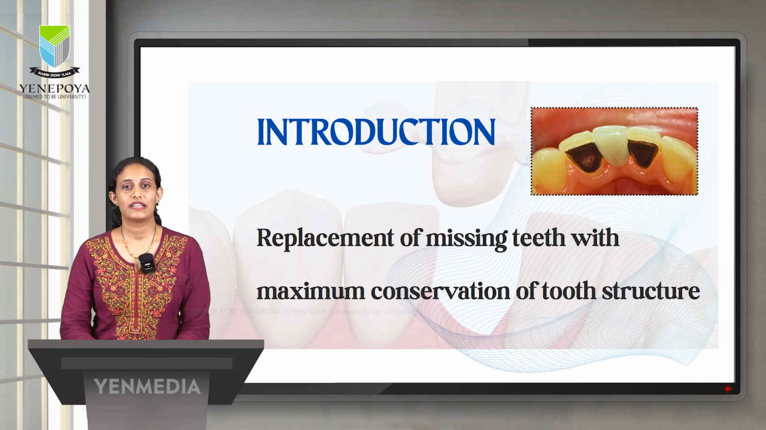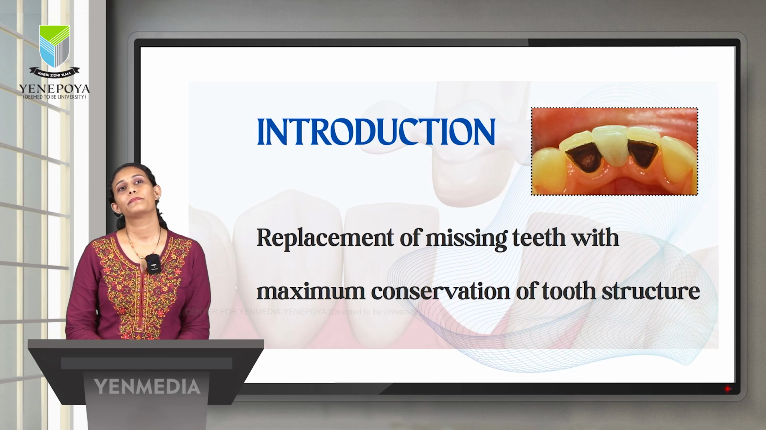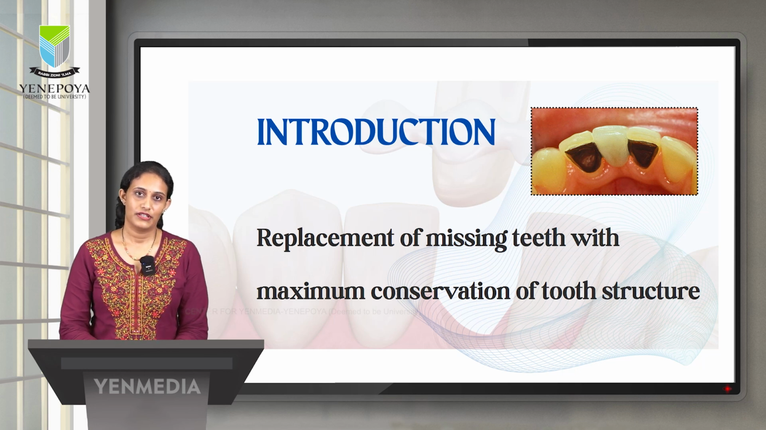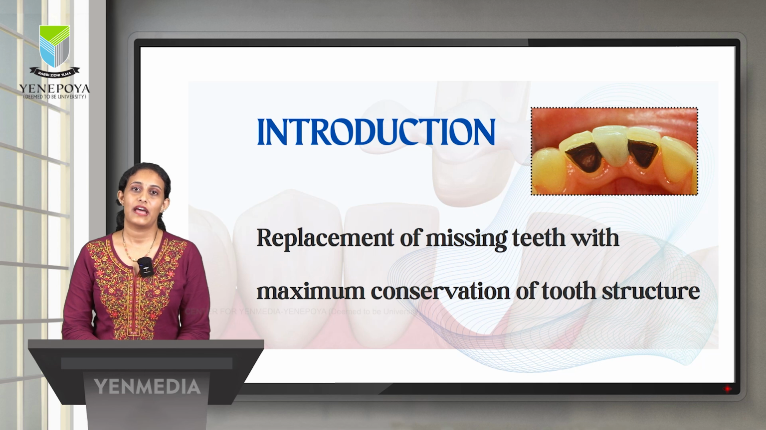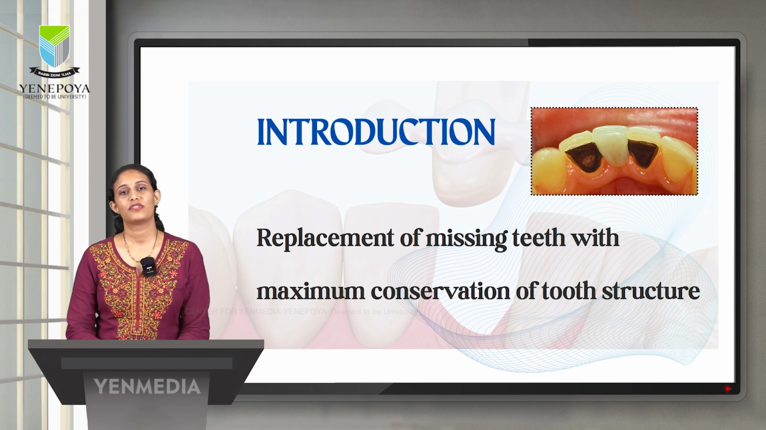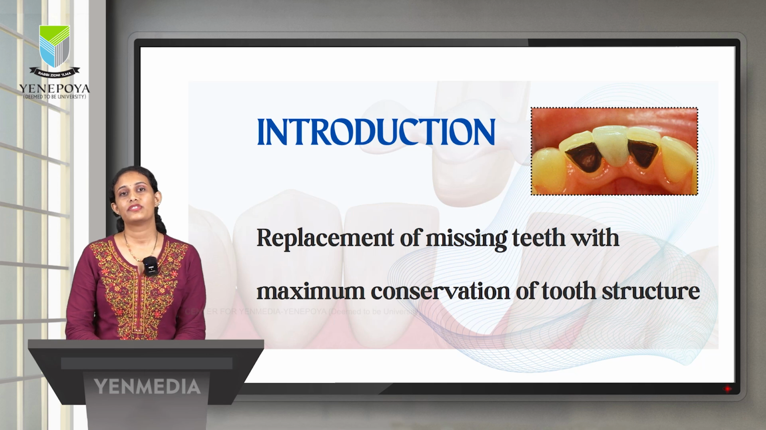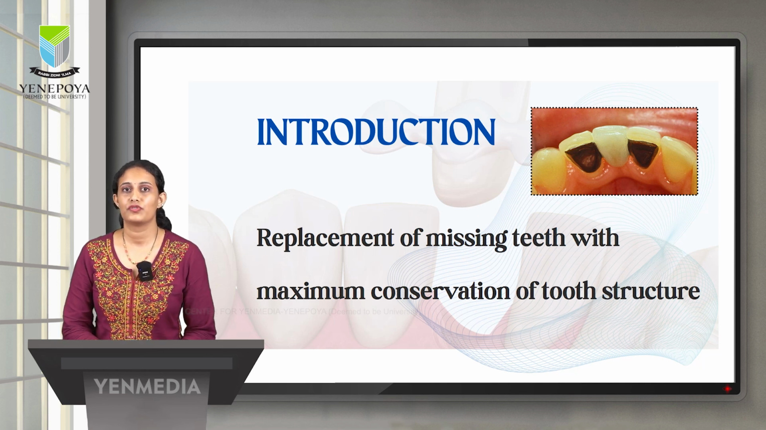Now simply put, resin bonded bridges are replacement of missing teeth with maximum conservation of tooth structure. Now we know how important the enamel is to the tooth structure, and when we are planning an FPD, we know how much amount of enamel has to be removed in order to replace a single missing tooth. So resin bonded bridges to some extent provide a solution for this problem.